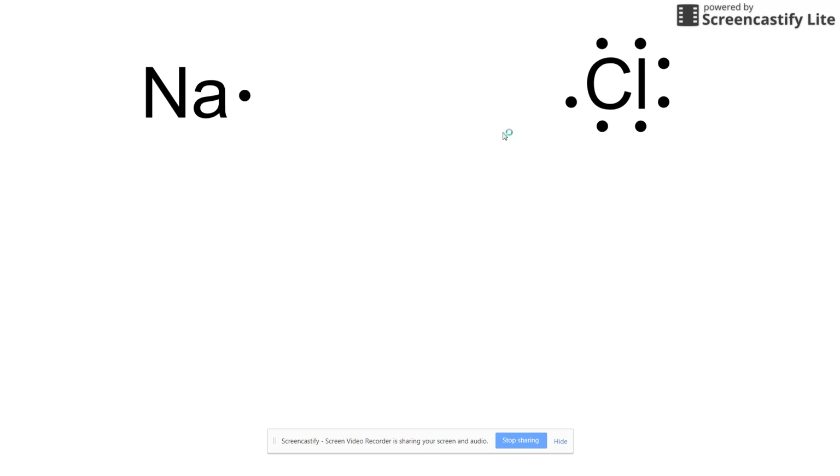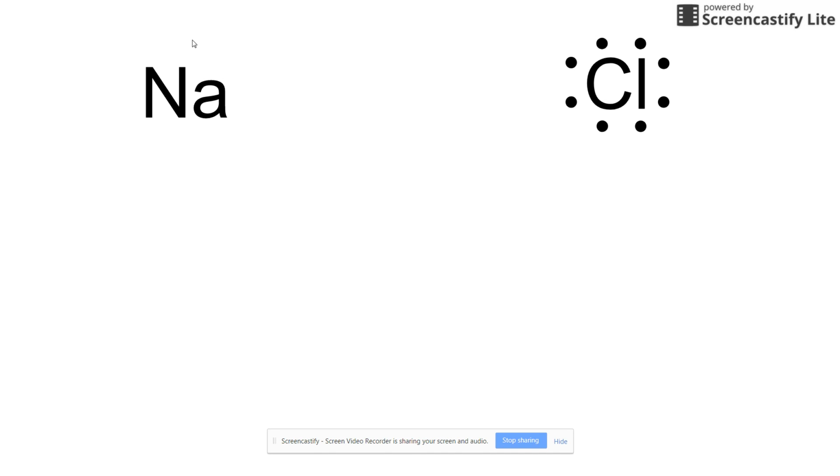So they're currently neutral. Chlorine is highly electronegative. It's a nonmetal. It's going to attract this electron very easily because sodium has low ionization energy, so little energy is required to remove this electron, and chlorine's high electronegativity is going to attract it. So this electron will now join chlorine.